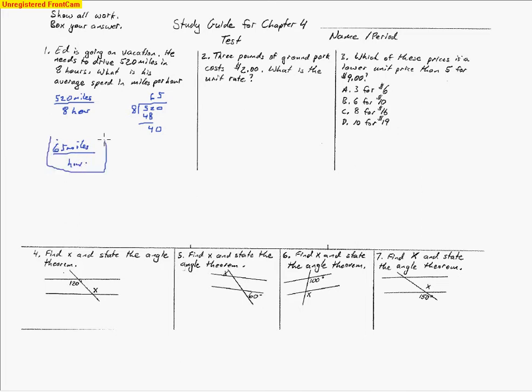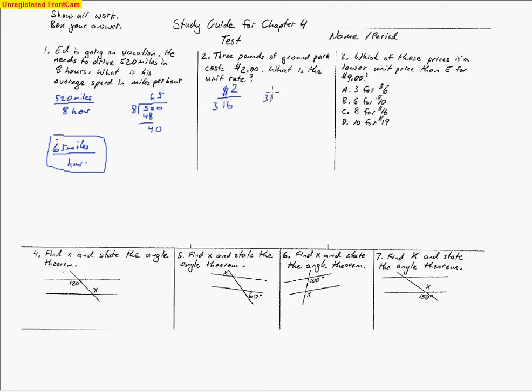So let's take a look at another one here. It says 3 pounds of ground pork costs $2. So what is the unit rate? And so what we need to do is find out how many dollars per pound this ends up being. Well, right now what we have is $2 for 3 pounds. But we want to know how many dollars for 1 pound. So as I look at this number, I know what type of number I'm going to end up having because 2 is smaller than 3. So it's going to be a fraction. It's going to be a number smaller than $1.